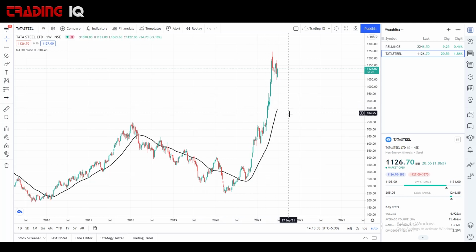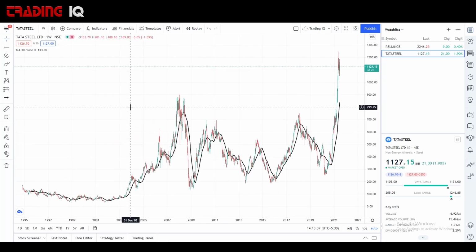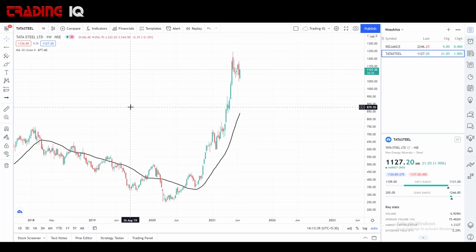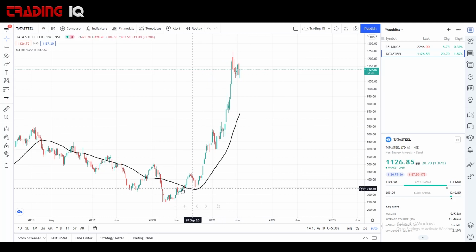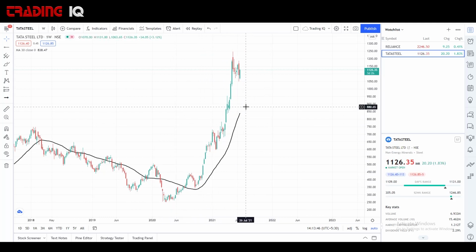So this 30-week moving average created a line, right? It created a moving line. So how did it happen? There are a lot of calculations going on behind the scenes, and you do not need to bother about those calculations. So the 30-week moving average is basically the average price of the past 29 weeks.